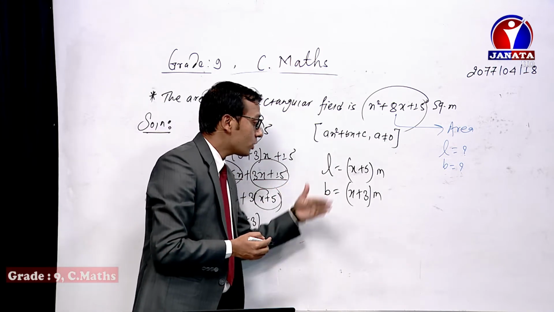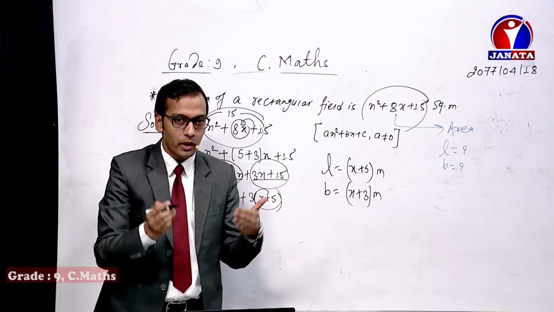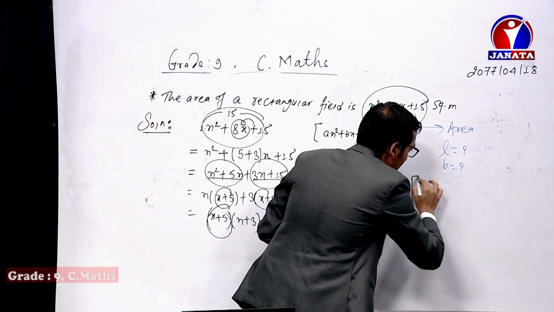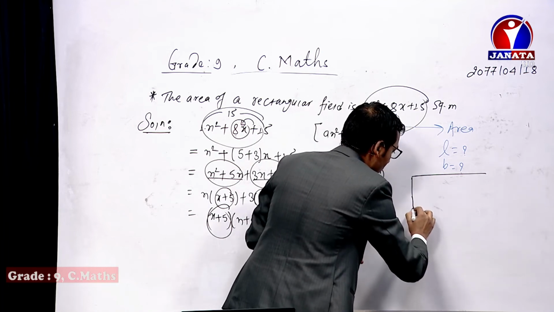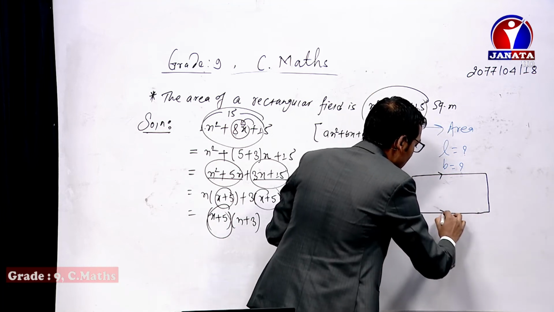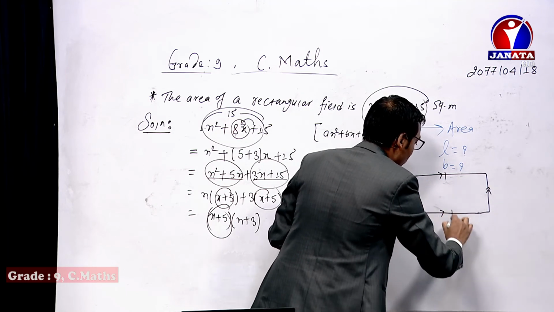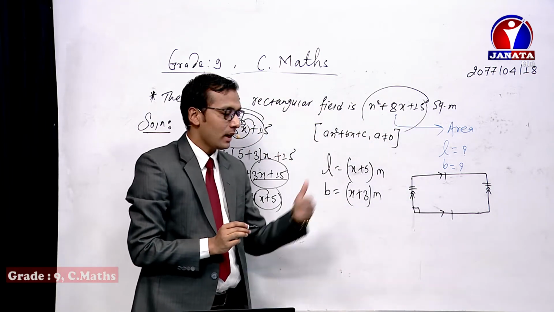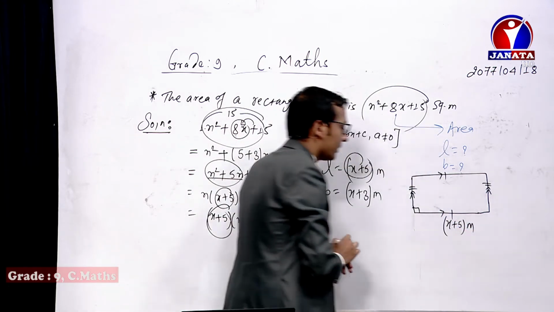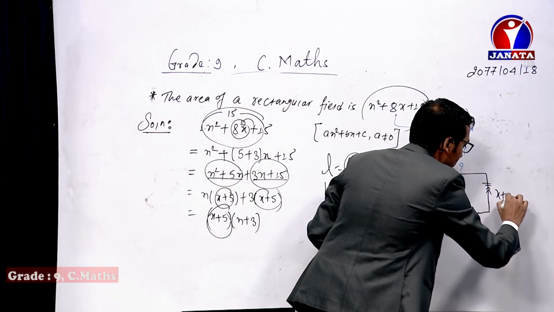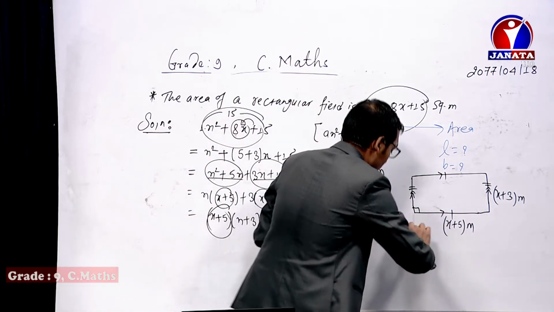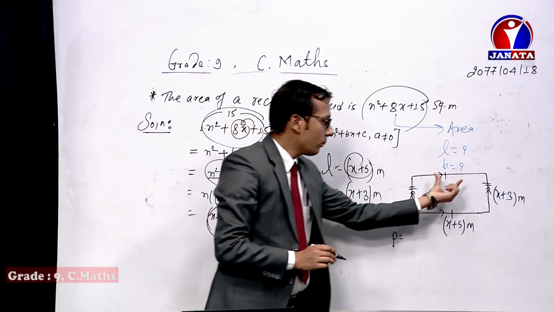Similarly, if we are asked to find the perimeter, we can use the simple concept that perimeter is the sum of all sides of the figure. Suppose this is a rectangle here. In a rectangle, opposite sides are parallel and equal, and each angle is 90 degrees. Suppose x plus 5 meter is the length, and x plus 3 meter is the breadth. What is the perimeter? The perimeter is the sum of four sides.